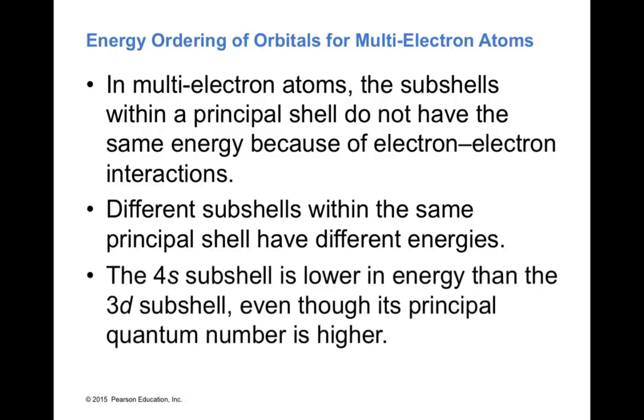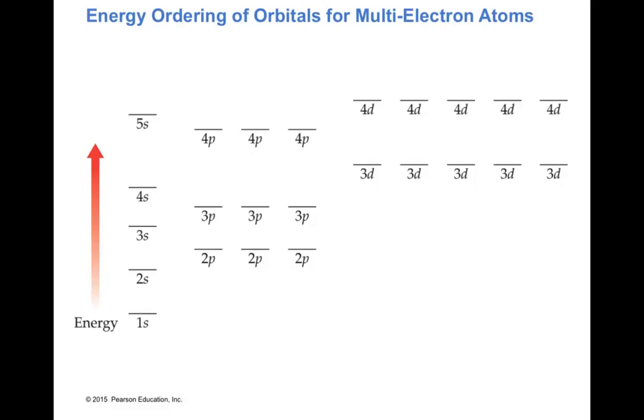The 4s subshell is lower in energy than the 3d subshell, even though its principal quantum number is higher. So that means it's not a simple order like 1s, 2s, 2p, 3s, 3p, 3d, 4s, 4p, 4d. Okay, so it's not in that order. It has a specific order, and we're going to show that in a little while.